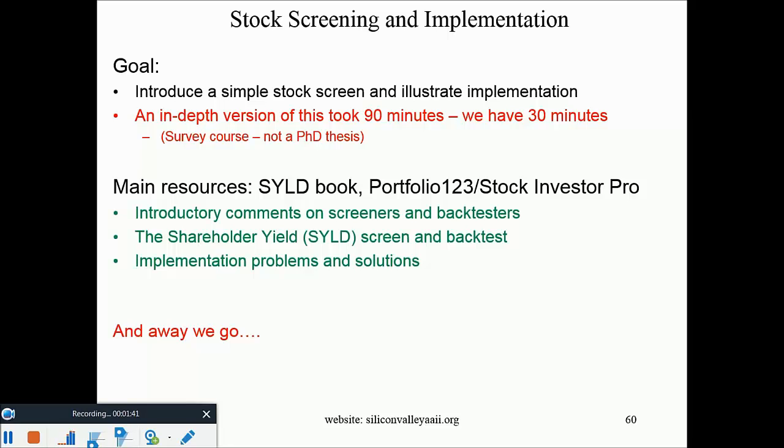So where did this information come from? The main resource here is a book written by Mebane Faber, or Meb Faber, called Shareholder Yield. SYLD, by the way, is the ticker symbol for Meb's ETF in this area. He has written a book on this. It's an ebook. It occasionally goes on sale for free at Amazon. In that book, he describes the overall process and equations that I'm going to be using tonight.